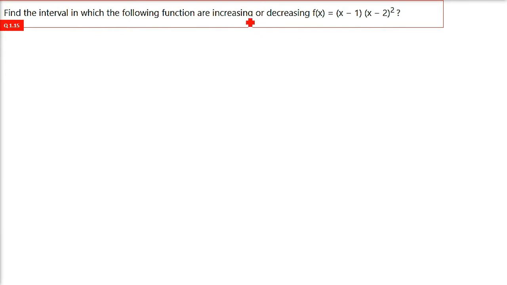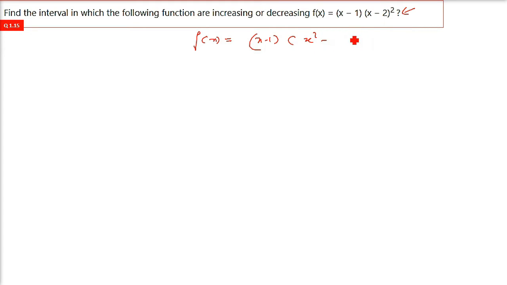And this one: find the interval in which the following functions are increasing and decreasing. This is exactly similar to what we have done already. The only difference you see is that the factors are already made. So we have to make it as we have seen in the earlier question, that is, multiply. So I am multiplying it. f(x) is equal to (x minus 1) into (x minus 2) whole square. This (a minus b) whole square is a square plus b square minus 2ab.